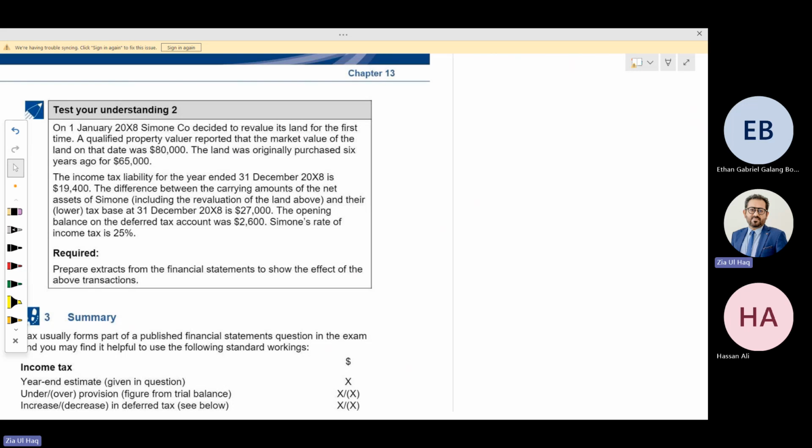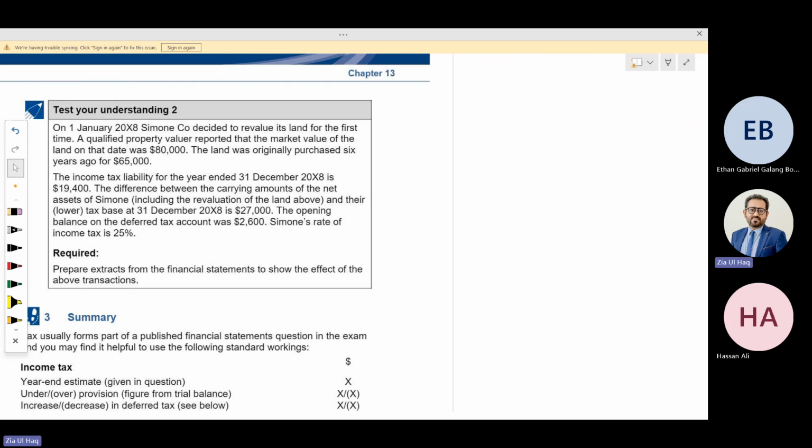Not complete extract. So on 1st January 20x8, Simon Company decided to revalue its land for first time. A qualified property valuer reported that the market value of the land on the date was 80,000. The land was originally purchased 6 years ago for 65,000. How we calculate a revaluation surplus or loss? Comparing this market value, fair value with the carrying value. What's the carrying value of land?